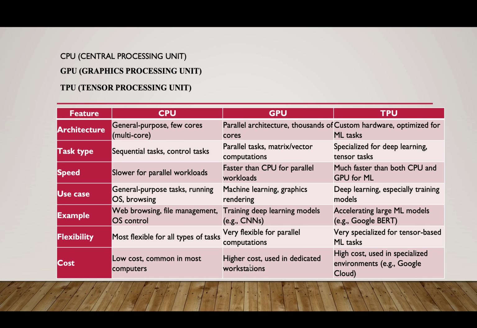To summarize overall: the CPU is general purpose and best for tasks requiring sequential or central processing. The GPU is great for parallel processing tasks, such as training machine learning models, image processing, and video rendering. The TPU is optimized specifically for deep learning workloads, offering extreme speed and efficiency for tensor operations.